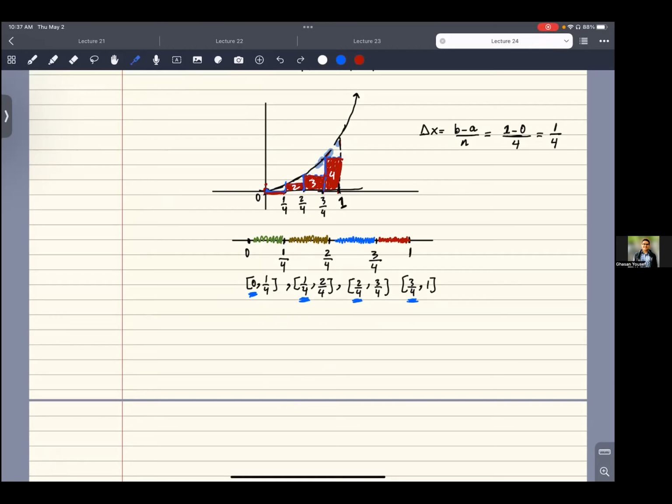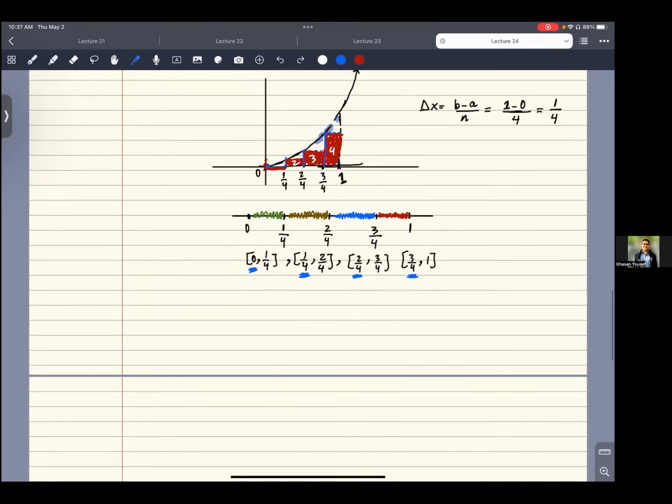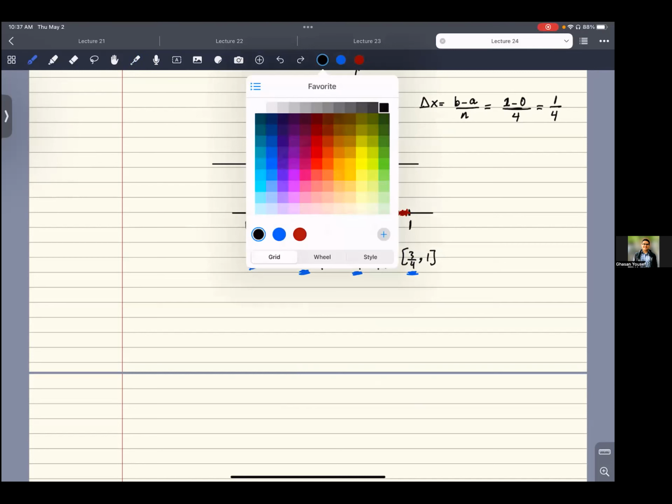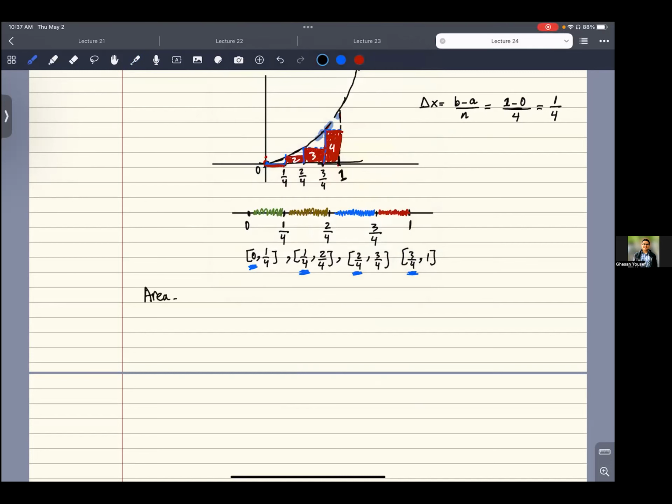For the second one, I use the left endpoints. So here are the left endpoints: 0, 1/4, 2/4, and 3/4. I'm going to use the same formula as before to find the area. So the area under the curve is the same as delta x times the sum of f of xi, from i equals 0 up to n.